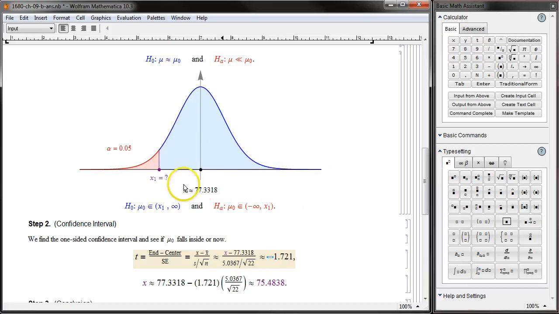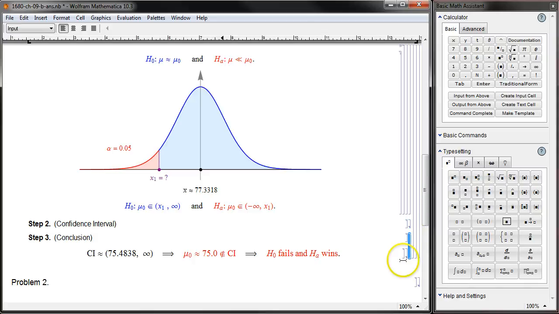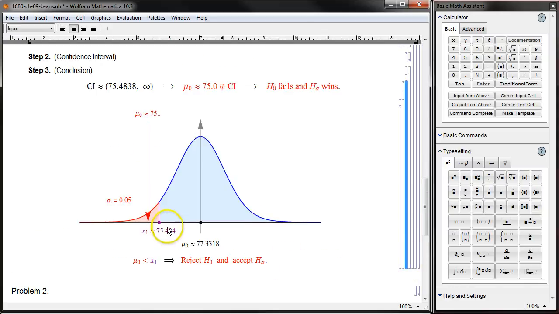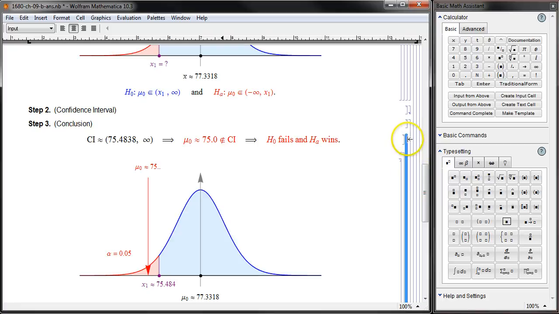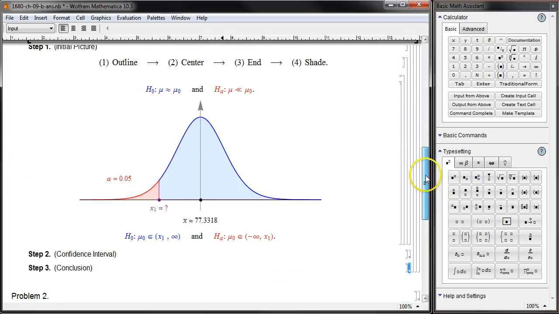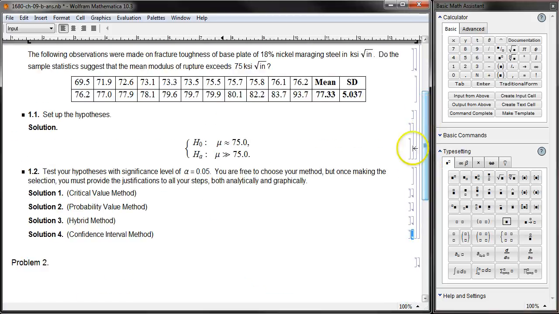And will mu0 fall into that one-sided confidence interval, which is represented in blue? The answer is no. 75 is too small. It doesn't fall into this confidence interval. It falls outside. So we reject null and accept alternative. That's how you can work out the confidence interval or one-sided confidence interval for hypothesis testing.